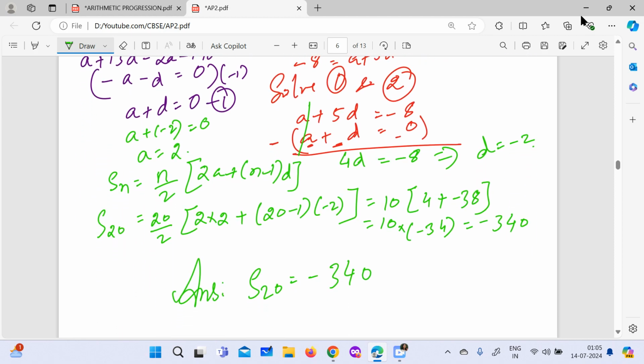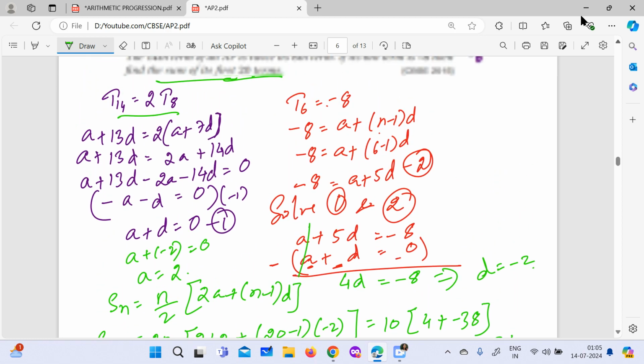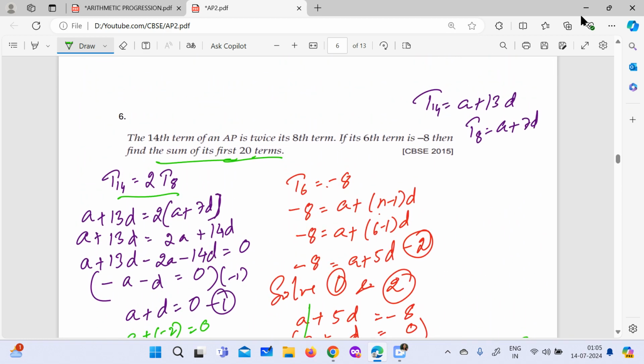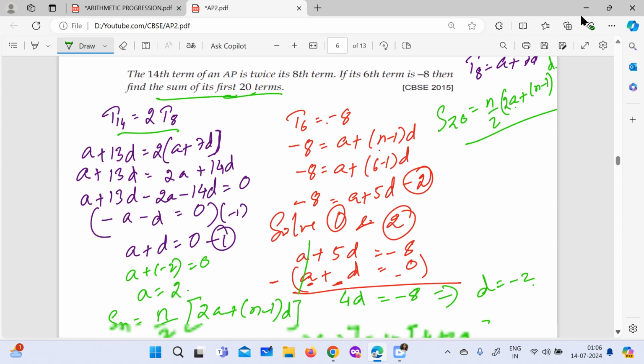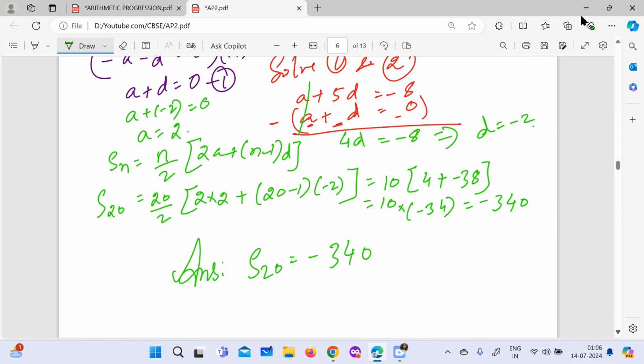No, no, no. The sum of first 20 terms will be, okay, that was for the 14th term. So the sum of first 20 terms will be S20 equals n over 2 times (2A plus (n minus 1) times D). So this is the formula we have to use. To use this formula, you need the value of A and D. So to get the value of A and D, we will do T14 equals 2 times the 8th term and then T6 is equal to minus 8. Substitute the values and we get the equation and done.